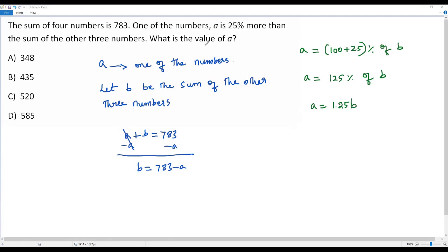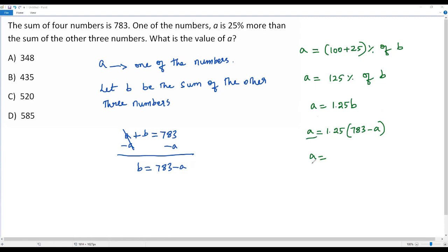Our aim is to get the value of A, but here we have an equation in two unknowns, A and B. But we have already solved for B in terms of A over here. So now we can plug in 783 minus A for this B. Let me do it. Then we get A equals 1.25 times (783 minus A). Now we have an equation in only one unknown, that is A, for which we have to get the value. Now let's solve for A in this equation.